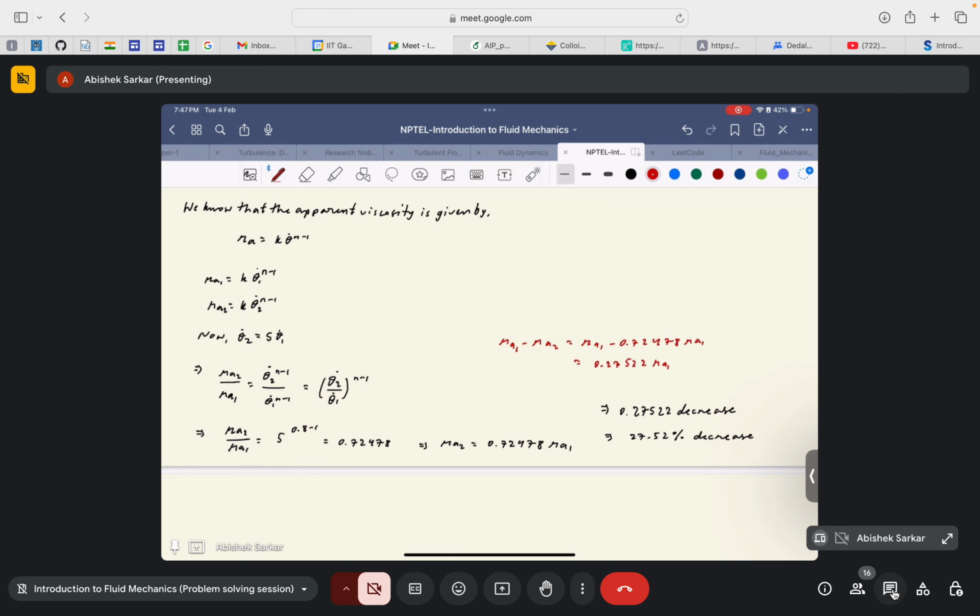Is the question complete, like, or pseudo-plastic? Yeah, yes, it can be, since you're seeing that the power of n is less than 1. Okay, let me just check.